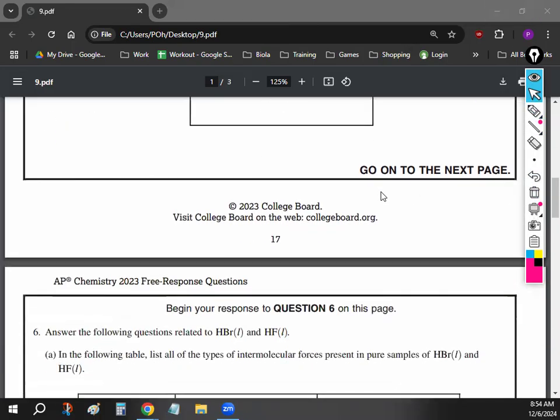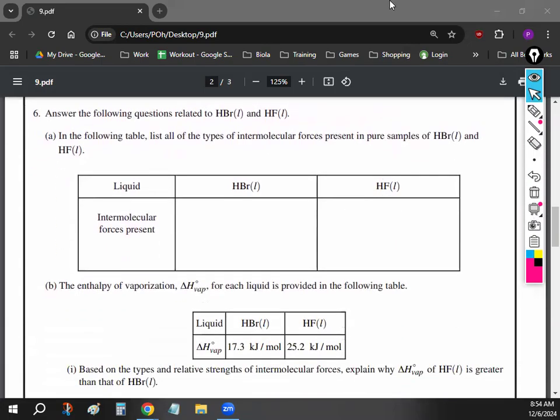All right, let's move on to the next one. This also came from the AP test from last year. This is number 6, and here we're going to be taking a look at HBr and HF. For part A, it asks you to list all the intermolecular forces that are present in the 2 substances. So I'll give you about a minute, and I want you to write down the intermolecular forces that HBr has and that HF has. Take about a minute to do that, and then we'll go over it together.